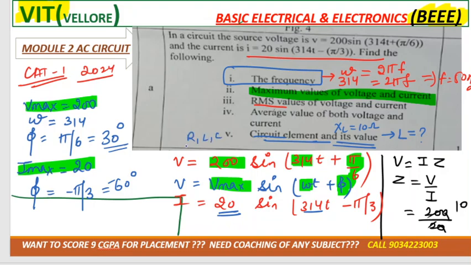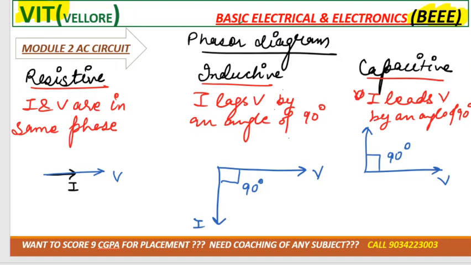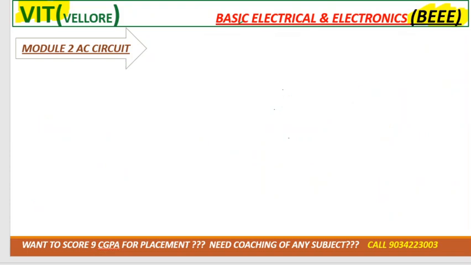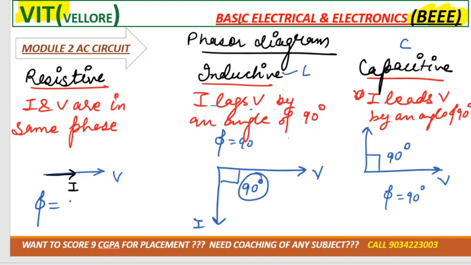So now, if it's a pure inductor, phi is 90 degree. If phi is 90 degree, it's either a pure inductor or a pure capacitor. Write down this point also. If phase angle is 90 degree and current is lagging, then it's a pure inductor. If phase angle is 90 degree and current is leading, then it's a capacitor. If phase angle is 0, then in that case it's a pure resistor.